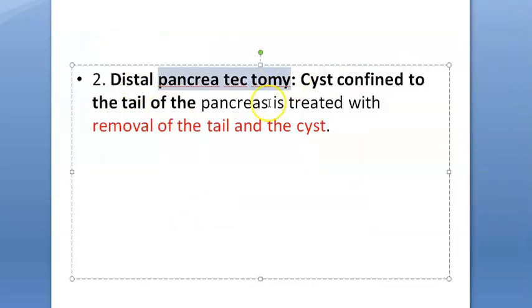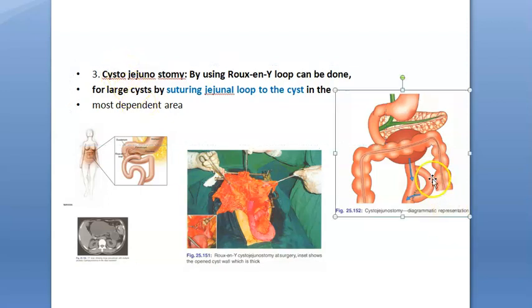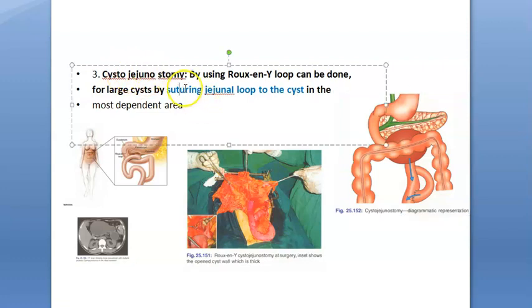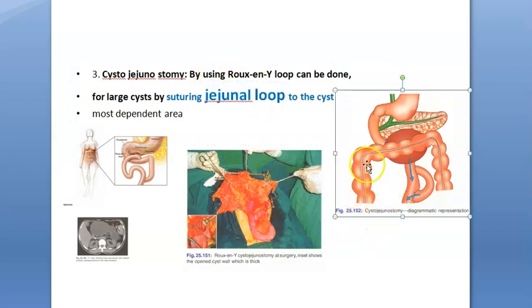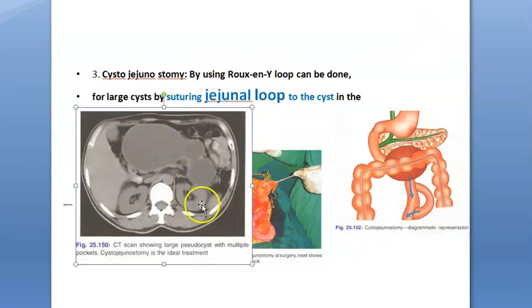Then you can also do a distal pancreatectomy, removal of the tail and the cyst, if the cyst is confined to the tail, remember, otherwise what's the point of removing the tail, right? Then coming to CystoJejunostomy, you will create a jejunal loop first of all, and the cyst is connected to that. It's not like connecting the cyst to the jejunum directly. You should not forget this is a jejunal loop. It's very important. Especially if there are multiple pockets like this of the pseudocyst, then you can do CystoJejunostomy.